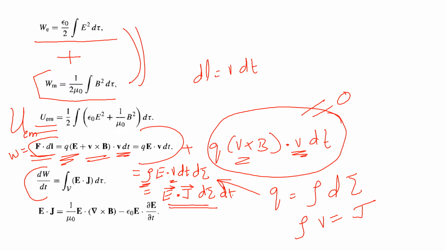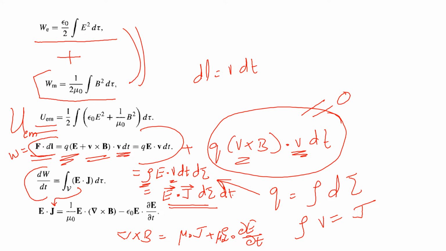Now we are going to change E dot J using the Ampere-Maxwell equation. What is that? We already learned the Ampere-Maxwell equation as del cross B equal to mu 0 J plus mu 0 epsilon 0 dou E by dou t. This is the Ampere-Maxwell equation that we learned.